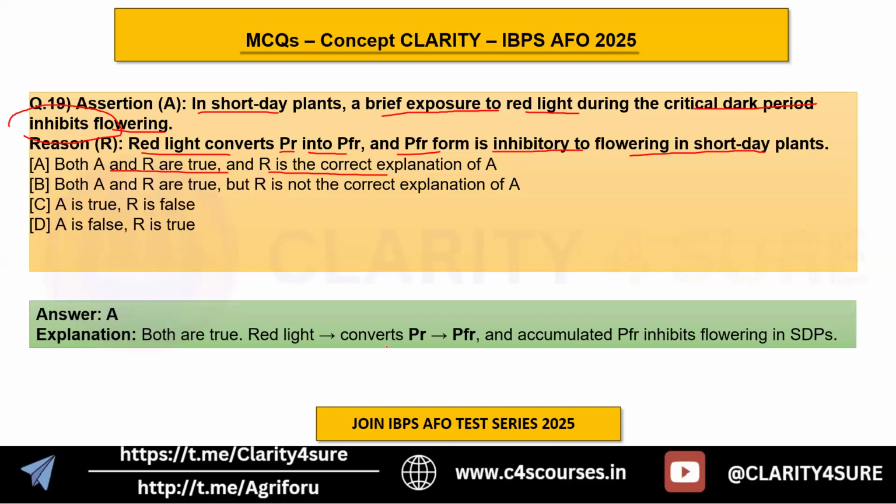So red light does convert PR into PFR, and it accumulates PFR, which inhibits flowering in short day plants. From here we have discussed the necessary requirements for short day plants, and what are the phytochromes involved in those short day plants. The PR and PFR are the phytochromes: phytochrome red absorbing form and phytochrome far red absorbing form. If you all know the wavelength of these two phytochromes, drop your answers in the comments below.